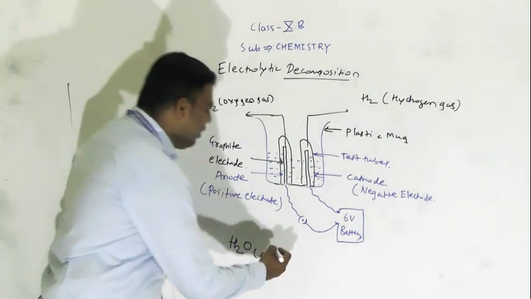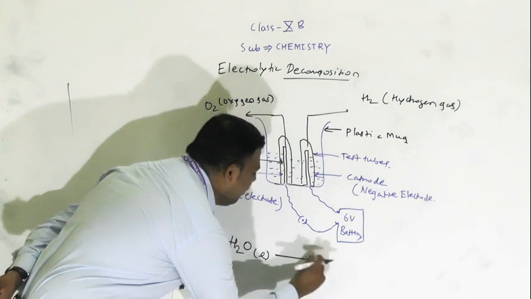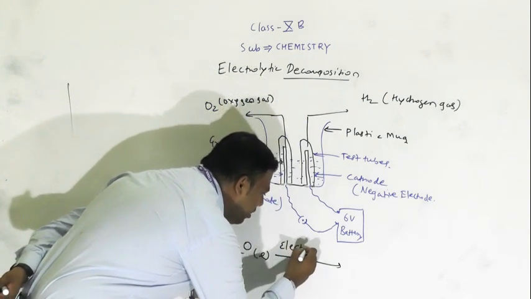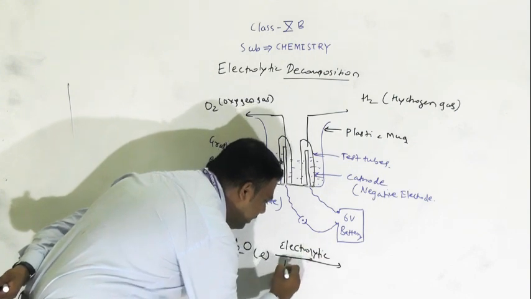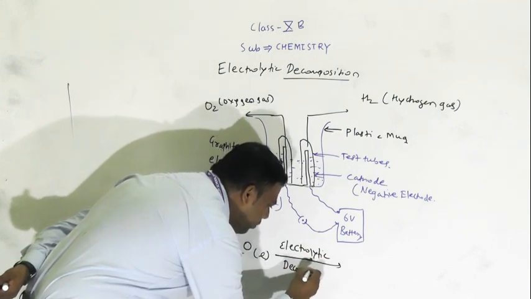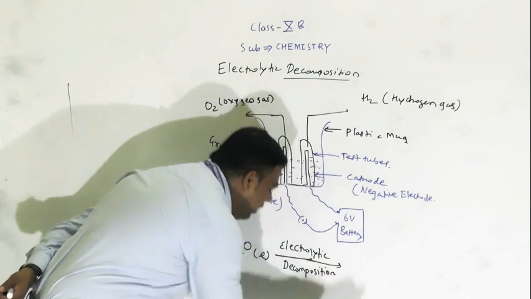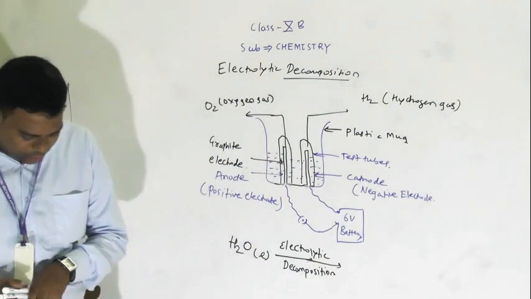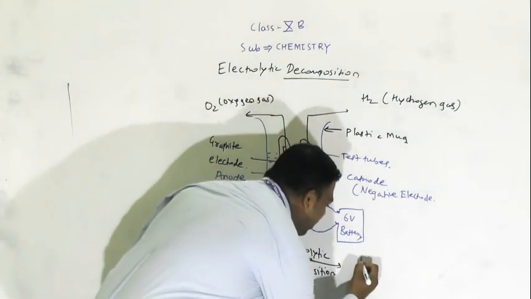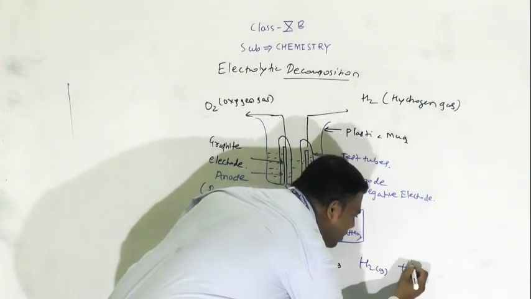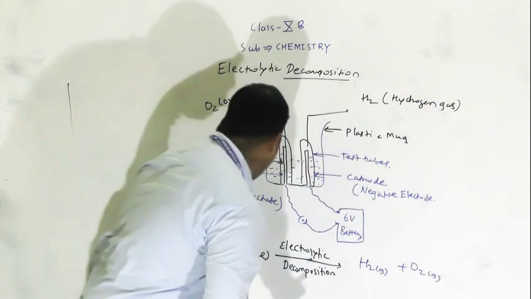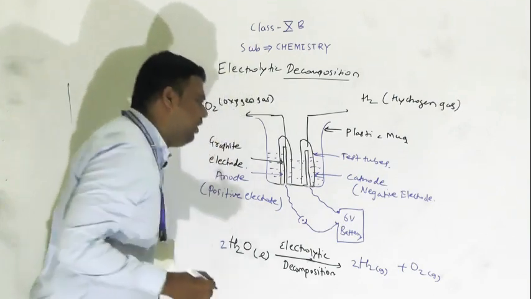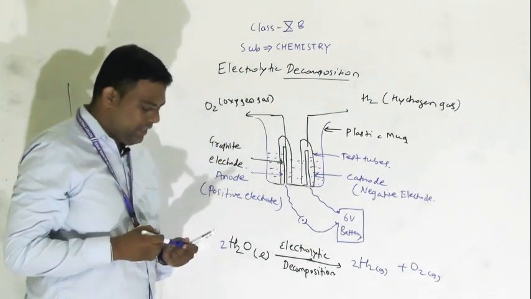So this H2O liquid, when it undergoes electrolytic decomposition, so in electrolytic decomposition, what will you get? You will get H2 gas and O2 gas. So see here, H2 gas plus O2 gas. So for balancing this reaction, take 2 here, 2 here also. So now our reaction is balanced.